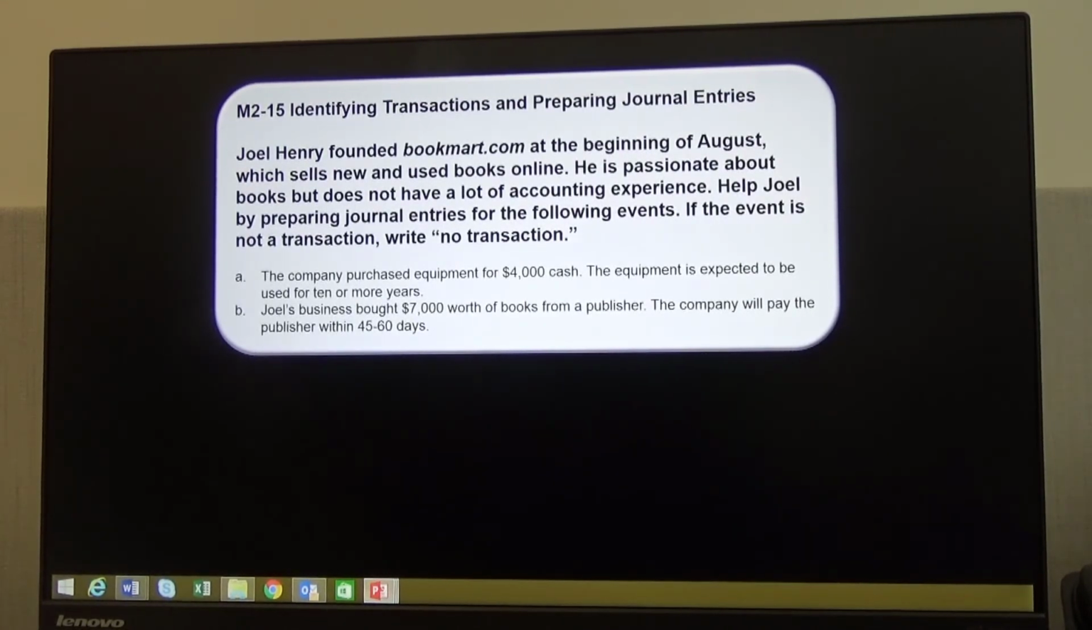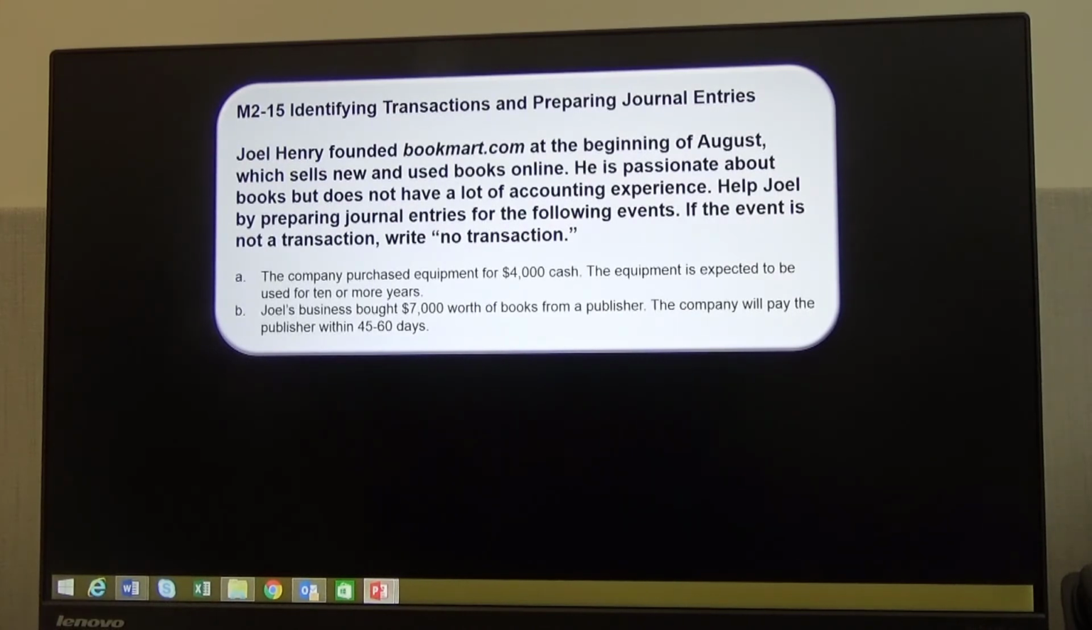The first one says the company purchased equipment for $4,000 cash. They expect to use that equipment for 10 or more years. That means they're trading the asset called cash for an asset called equipment. So they have one asset that's increasing and one asset that's decreasing.